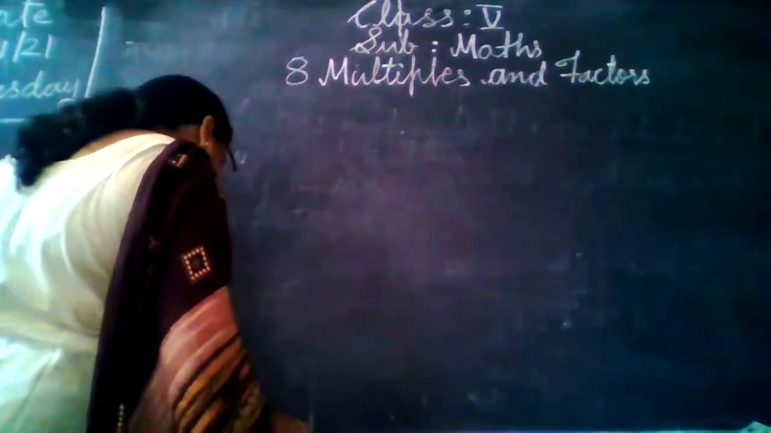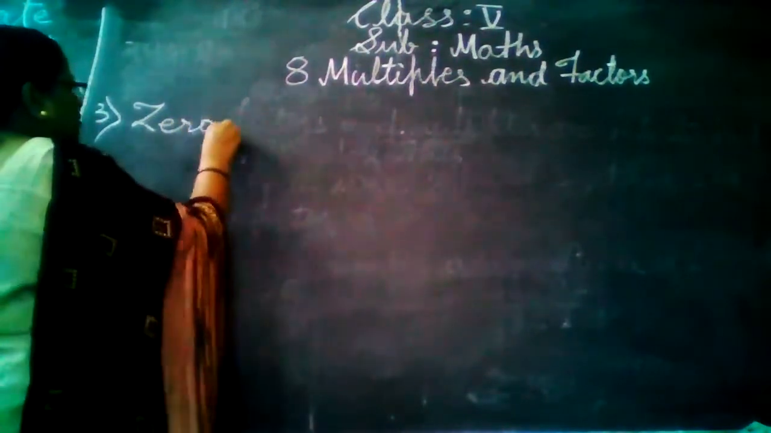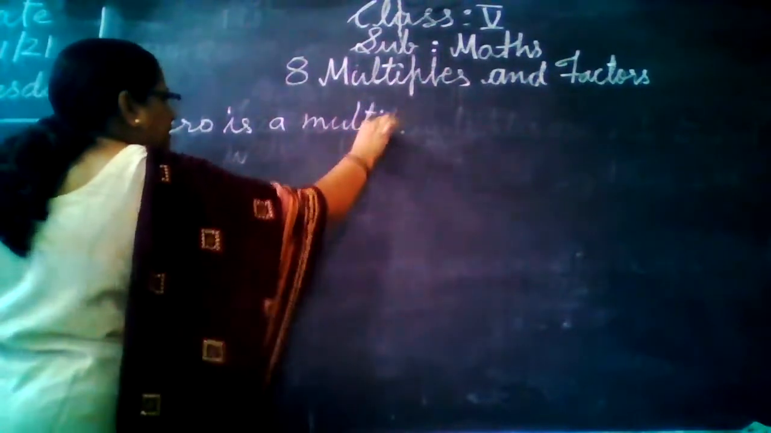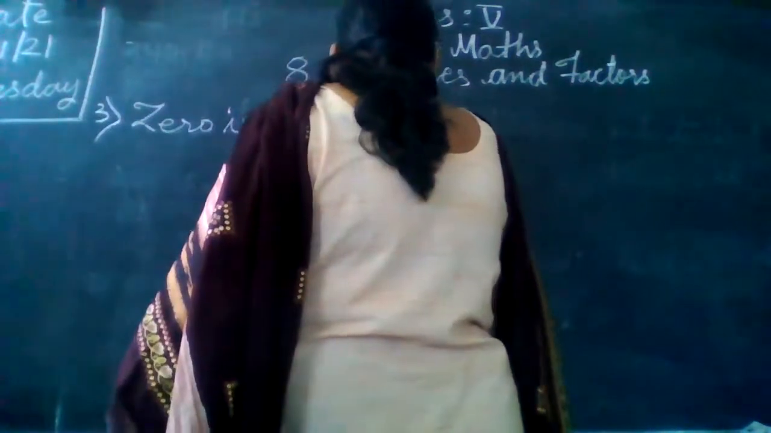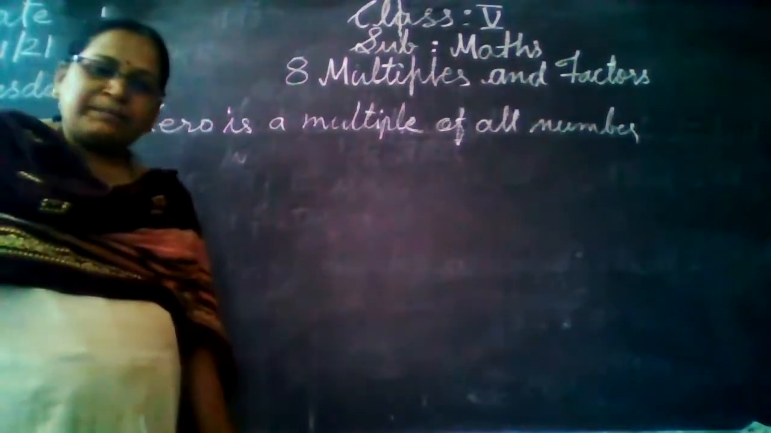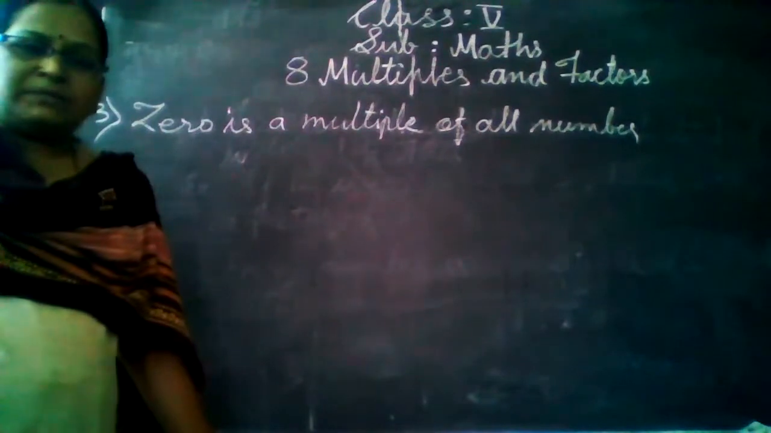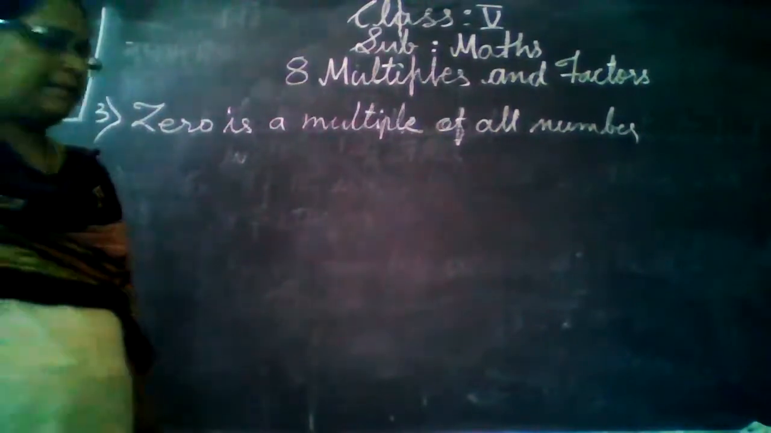Now see the third point. 0 is a multiple of all numbers. You can multiply 0 by any number. So any number multiplied by 0 is 0. That's why 0 is the multiple of all numbers.